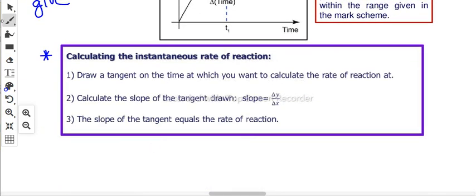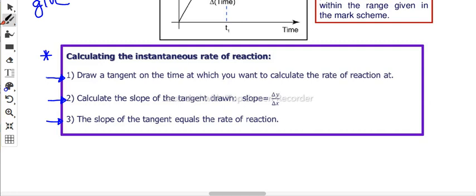Number 1, you need to draw a tangent at the time at which you want to calculate the rate of reaction. After that, number 2, you will calculate the slope of this tangent, which is delta y, the change in y, over delta x. Finally, the slope of this tangent equals the rate of reaction. These are the steps that we're going to perform.